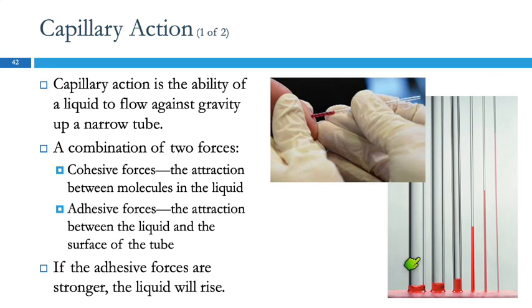Here we have a bunch of tubes of different inside diameters, and we see that with the really, really skinny one, the liquid goes all the way up here, whereas with the fatter ones, it does not go up as far. So what's causing the liquid to go up like that? It is capillary action, which is a combination of two different forces. There are cohesive forces: the molecules within the liquid are attracted to each other. And there are adhesive forces, which is the attraction between the liquid and the surface of the tube.